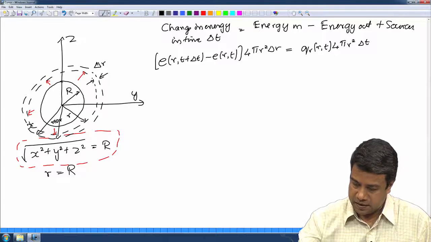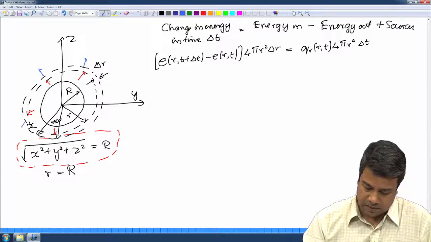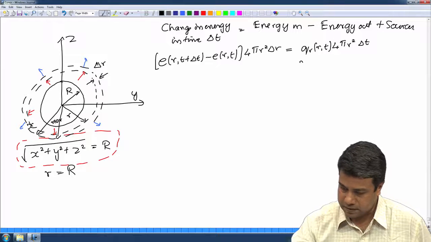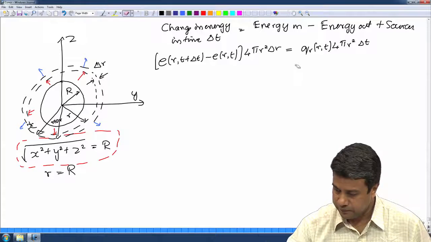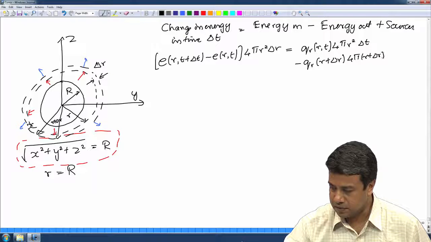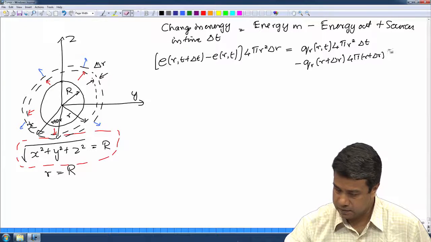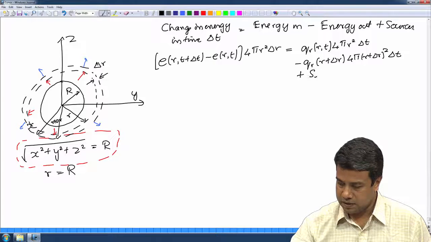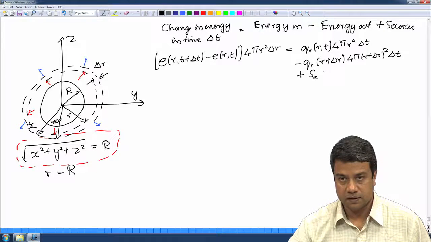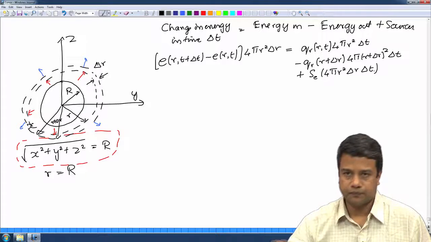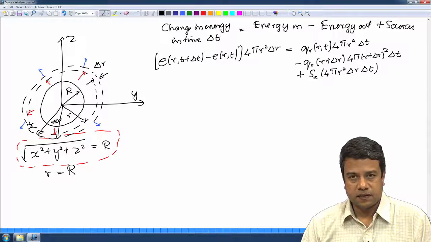Minus the energy out. The energy out is at the location r plus delta r. So, the energy out is going to be equal to minus q_r at r plus delta r into 4 pi into r plus delta r the whole squared into delta t. Plus sources. Source in general is equal to source per unit volume per unit time times the volume, 4 pi r squared delta r, times delta t. So, that is the balance equation.